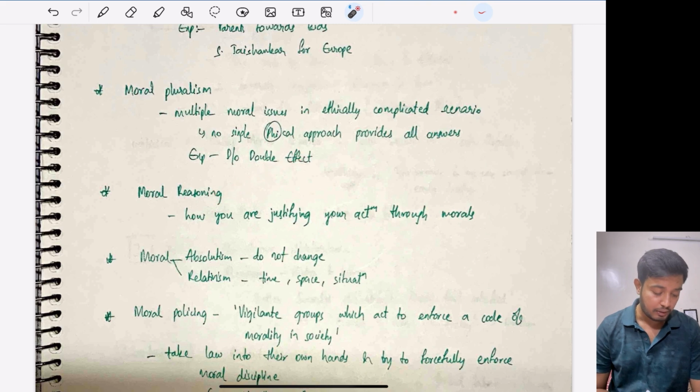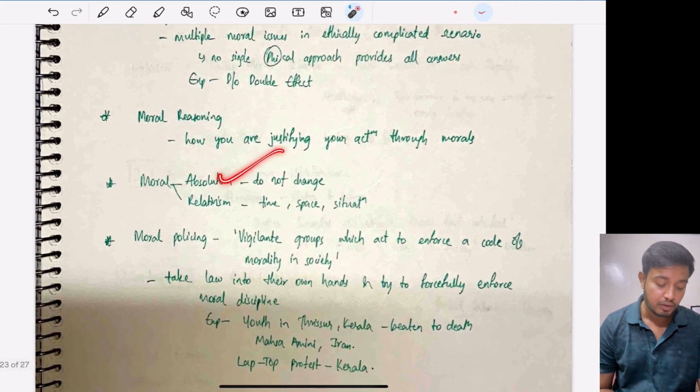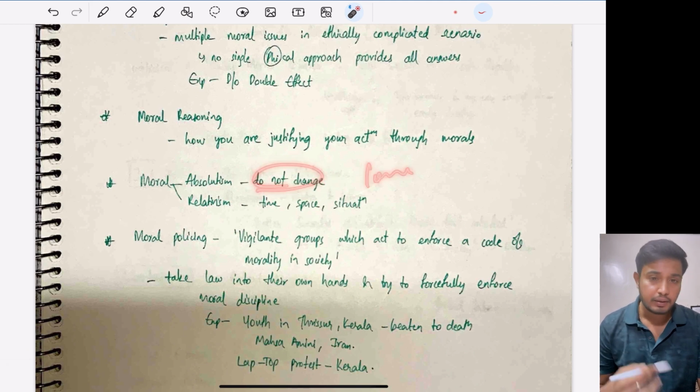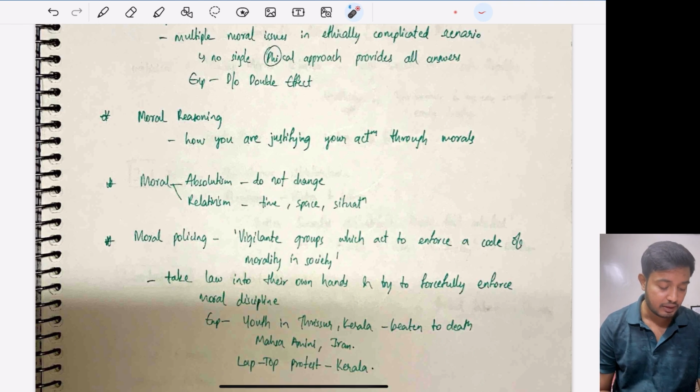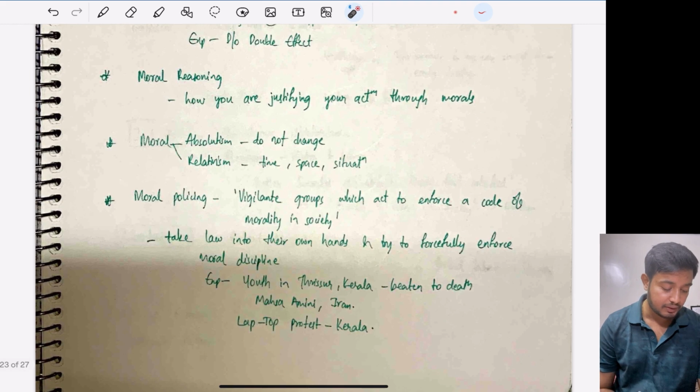So moral absolutism: some morals are absolute in nature, like love, compassion, empathy. They do not change with time. In any time period, in any society, they do not change. They come under moral absolutism. But some are relative. They change as per time, space, situation. For example, we talked about religious-based morality, which usually comes under moral relativism. It keeps on changing as per society, time, space, and situation.